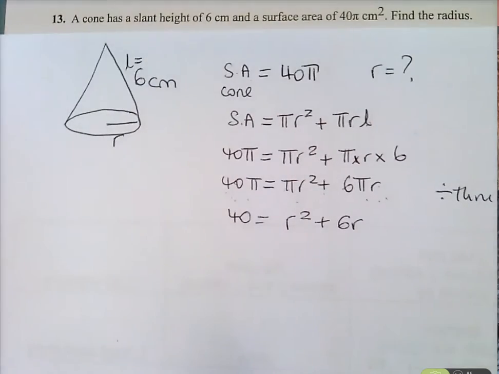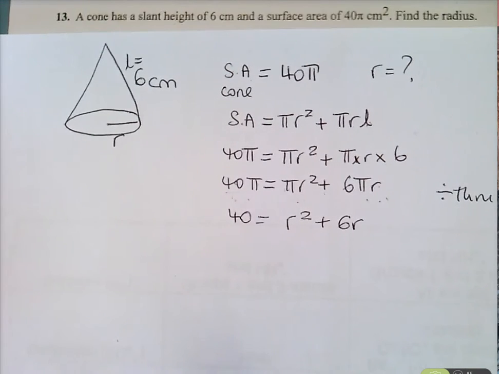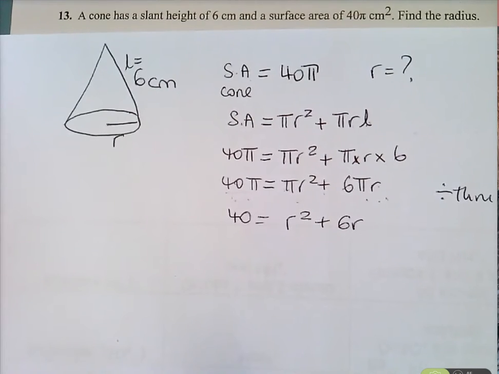Now, you know what we might do? You haven't learned how to solve the quadratic. Do you want to just take a bit of a guess? Try if, say, r is 3 or something. What would you get if r was 3? We're just going to do it by guessing. 9 plus 18, that's not 40. What about if r is 4?